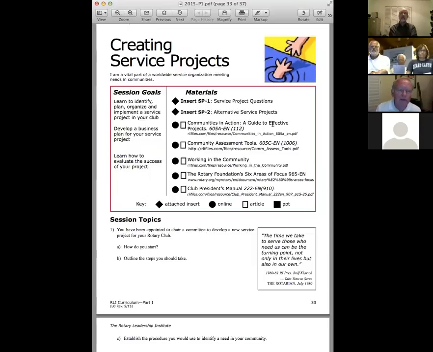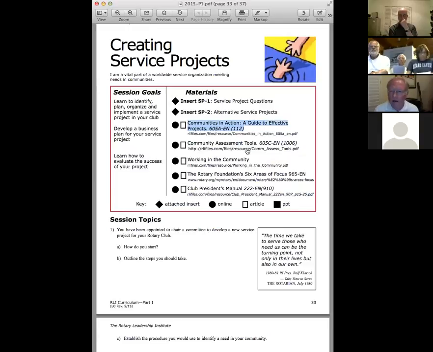I do want to talk about the materials, just like Bruce mentioned. These materials with the squares, diamonds beside them, are basically materials that are part of this lesson. The others are external materials. And I want to particularly talk about this one, Communities in Action. It's a little bit bigger document, not something we're going to look at tonight. But as you go ahead with your projects, take a look at that. It's really a good overall guide.